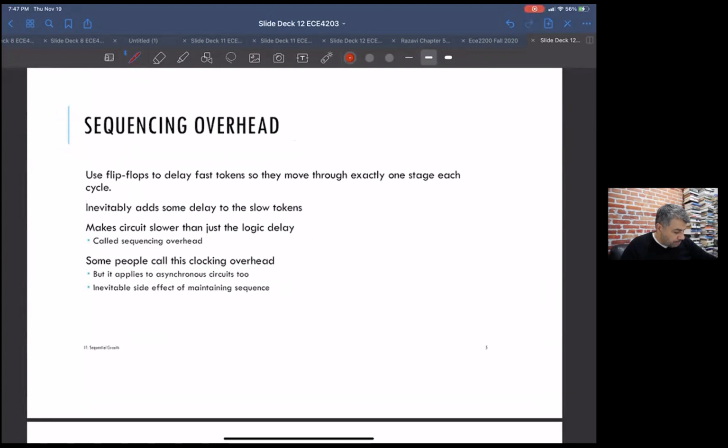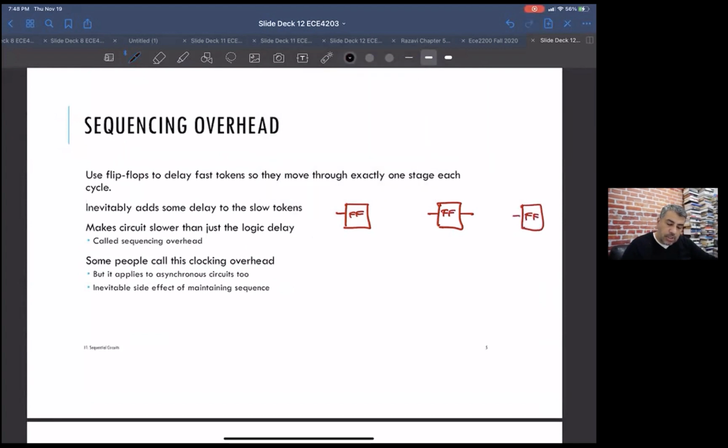So another way to look at these sort of pipelines is we have these sequential circuits. I'm just going to call all of them flip-flops because, as you'll find out, I don't like latches.